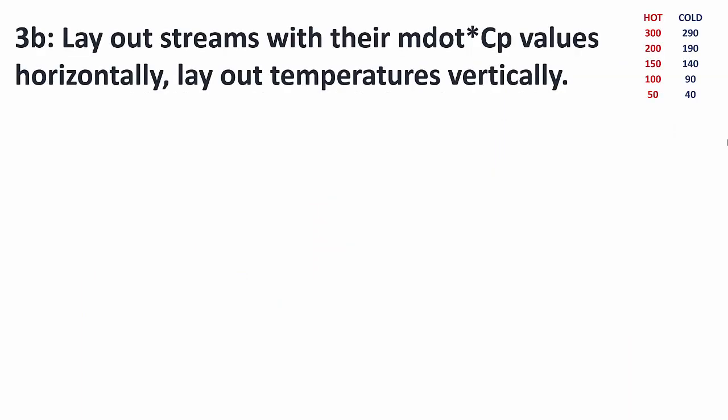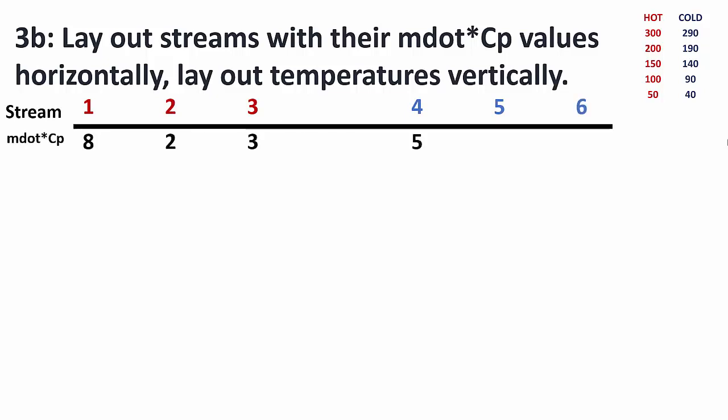Our next step is to lay out streams with their flow rate times heat capacity values horizontally, and then we will lay out our temperatures vertically. And notice that I have put here a little icon in the upper right-hand corner as a reminder of all the temperature cutoffs that we calculated on the previous slide. So what we do is we list each stream from left to right with their number and then their flow rate times heat capacity. And then we're going to lay out these temperature cutoffs vertically.